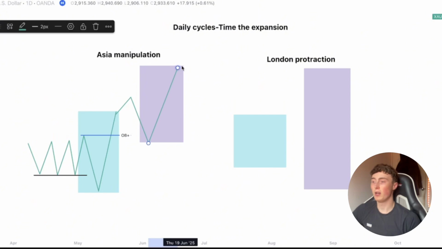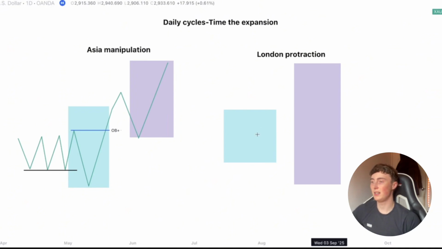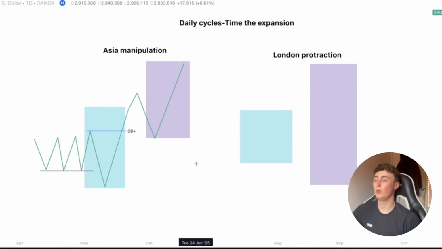Okay, so by using this daily cycle, you're able to time the expansion in London session once you see price meet the criteria. This is a little bit ugly. Let me try and fix this quick. Kind of. All right, cool. So that's the first daily cycle. That's obviously a bullish example. If you want the bearish one, just flip it around.